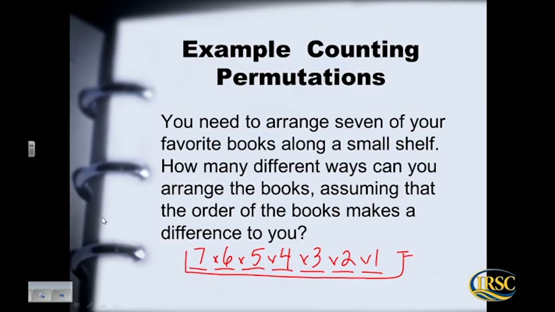And what does that equal? 5,000? Yeah, okay, so 5,040 ways that you can put the books on the shelf.